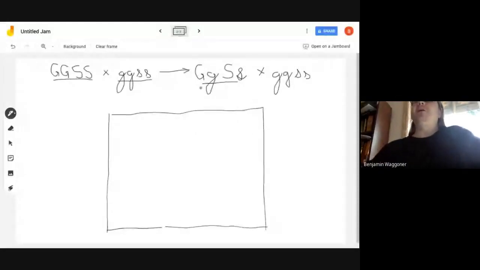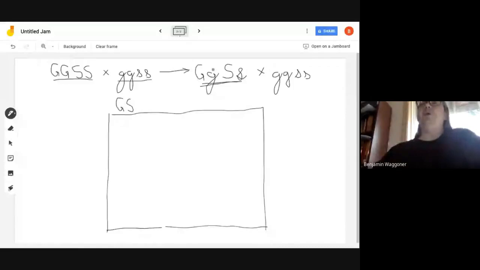Okay, close enough. Now think about this parent right here. There are 4 possible combinations of alleles that this parent can pass on. It can pass on the first of each pair, with capital G, capital S. So we'll put that up here.